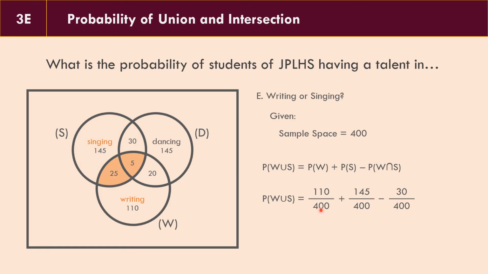So let us solve the numerator. 110 plus 145 minus 30. The answer is equal to 225. Copy the same denominator, 400. So the probability of writing or singing is equal to 9 over 16. How to get 9 over 16? 225 divided by 25 is 9. 400 divided by 25, the answer is equal to 16.